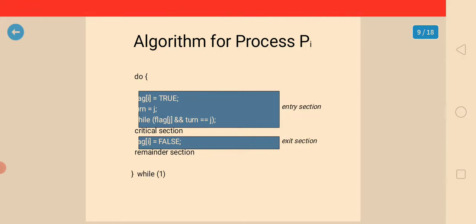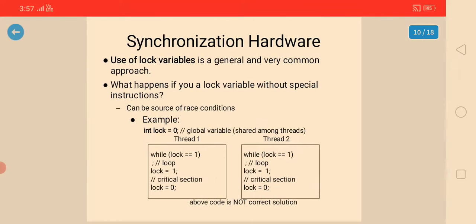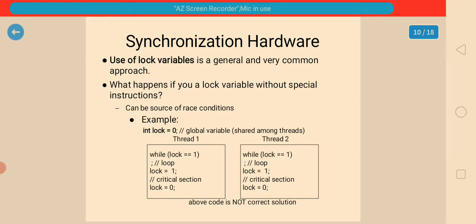So this is the algorithm for process Pi: do flag[i] = true, turn = j, while flag[j] and turn == j, ending with a semicolon. This is the entry section. After that, it executes the critical section, then flag[i] = false. This is the exit section, and the remainder section continues. It ends with the do-while loop, while (1). So this is the synchronization of hardware.